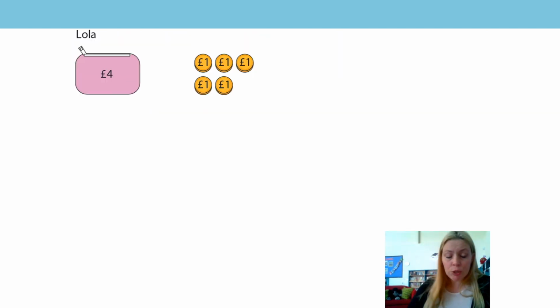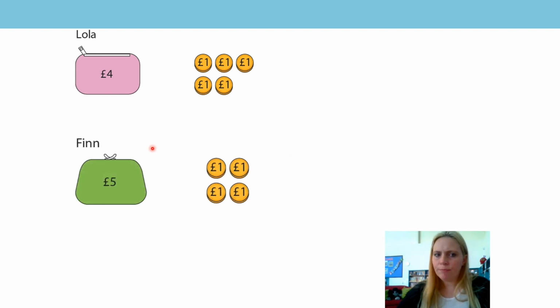I've come across two children and they're having a little bit of an argument, and I think we can settle it for them. They're arguing over who's got the most money. This is Lola's purse. Lola's got £4 in her purse and this many pound coins out of it. But Finn, he's got £5 in his purse and this many coins out of it. Let's see if we can help them find out who's got the most money.